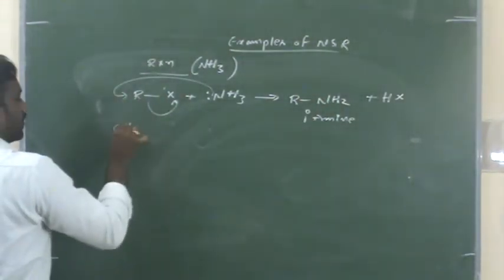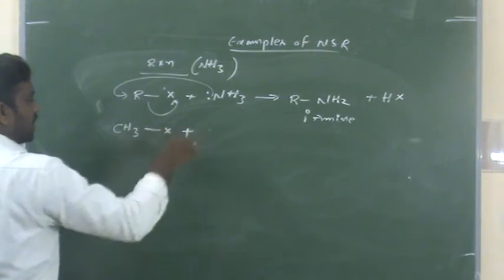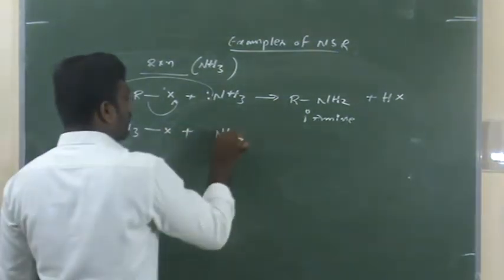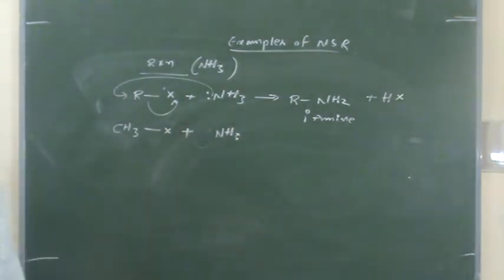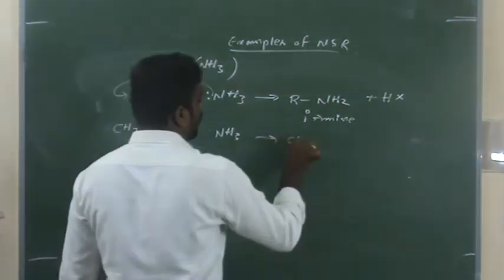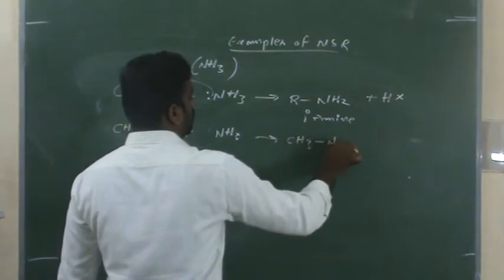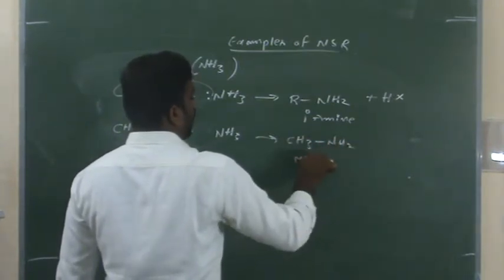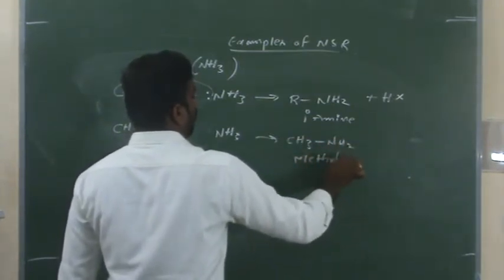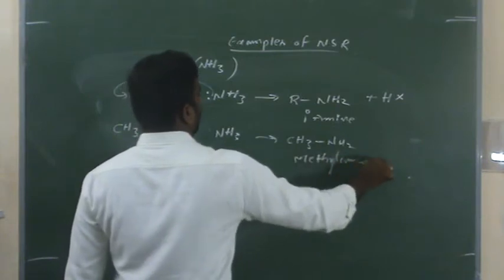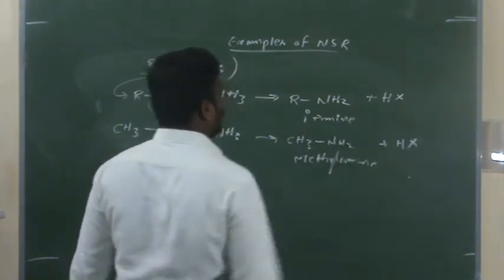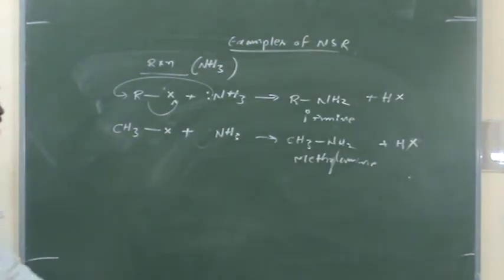Instead of R, if you take CH3X, it can react with ammonia, NH3. Then we get CH3NH2, which is called methylamine, plus HX. This methylamine is also a primary amine.